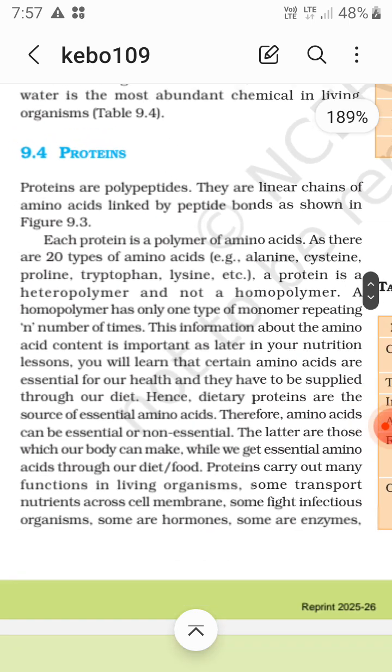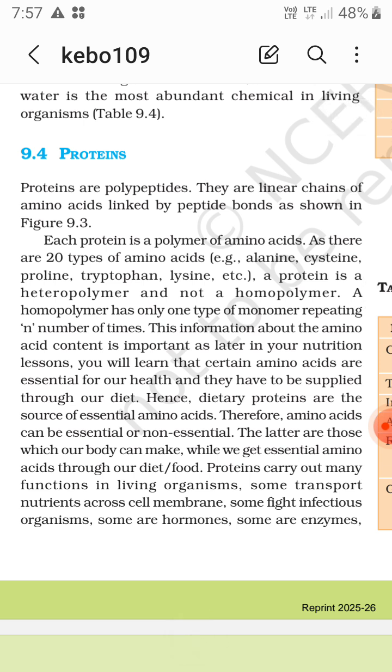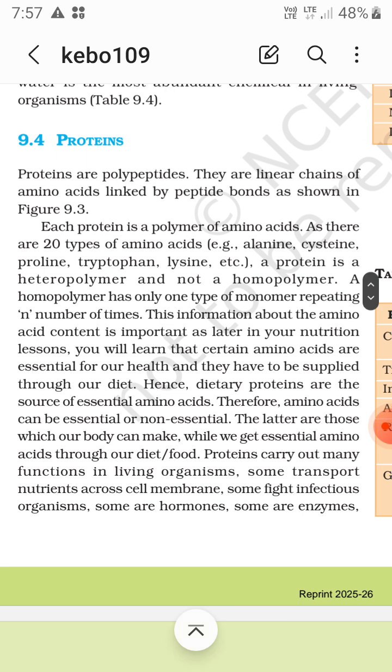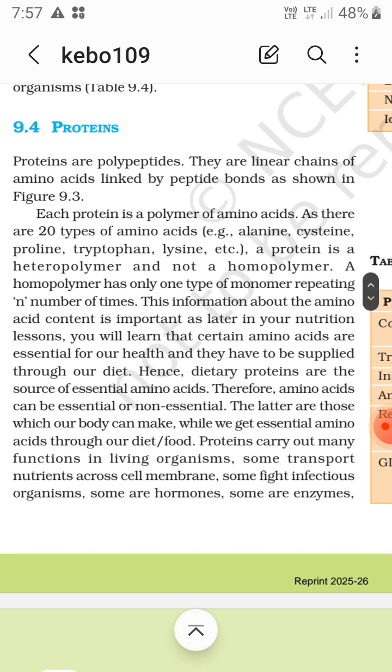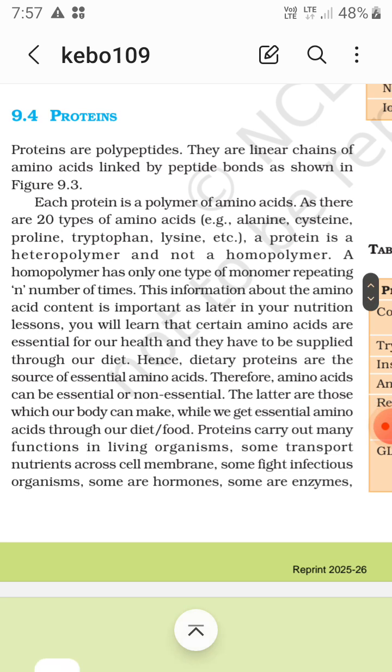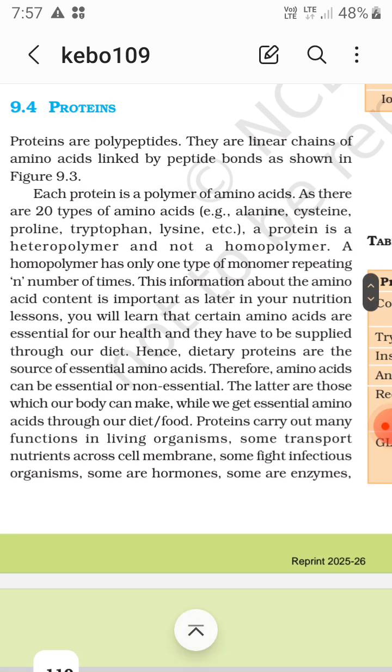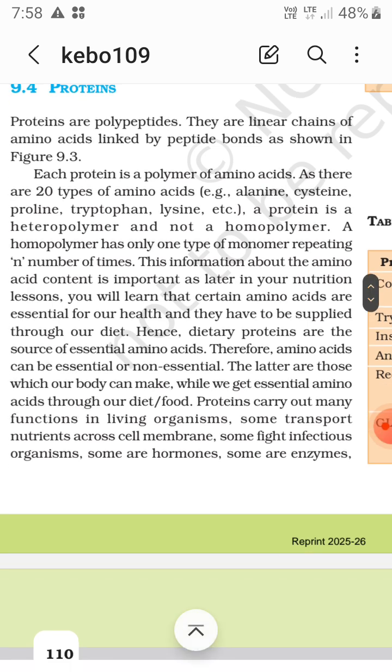Now proteins. Proteins are polypeptides. They are linear chains of amino acids linked by peptide bonds. Each protein is a polymer of amino acids, as there are 20 types of amino acids: alanine, that is CH3, cysteine, which has sulfur, proline, tryptophan, and lysine. Lysine is a basic amino acid, and valine is a neutral amino acid. A protein is a heteropolymer and not a homopolymer, right? Homopolymers have only one type of monomer repeating n number of times.